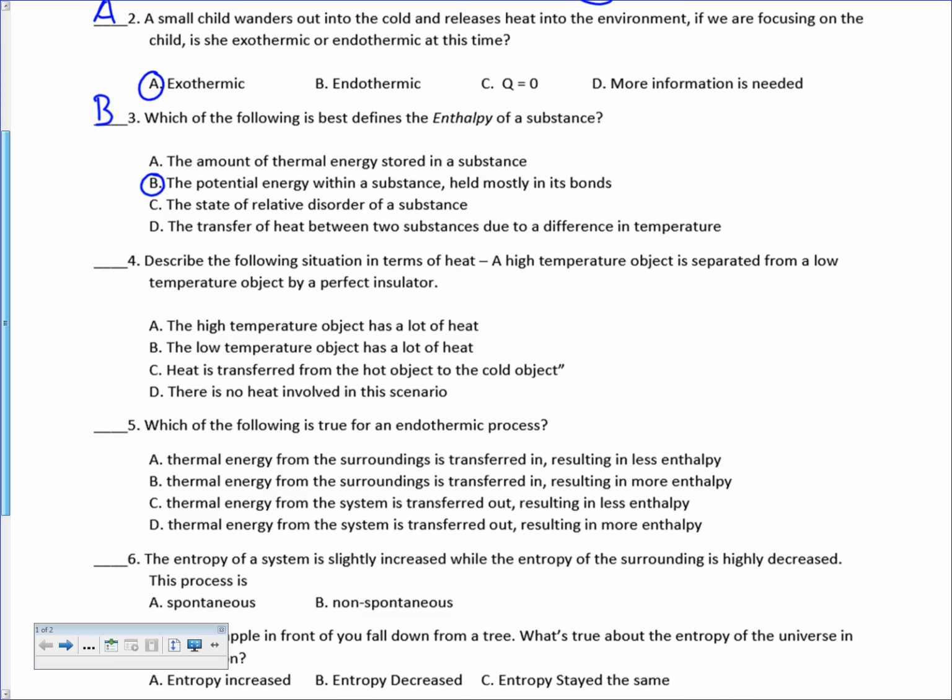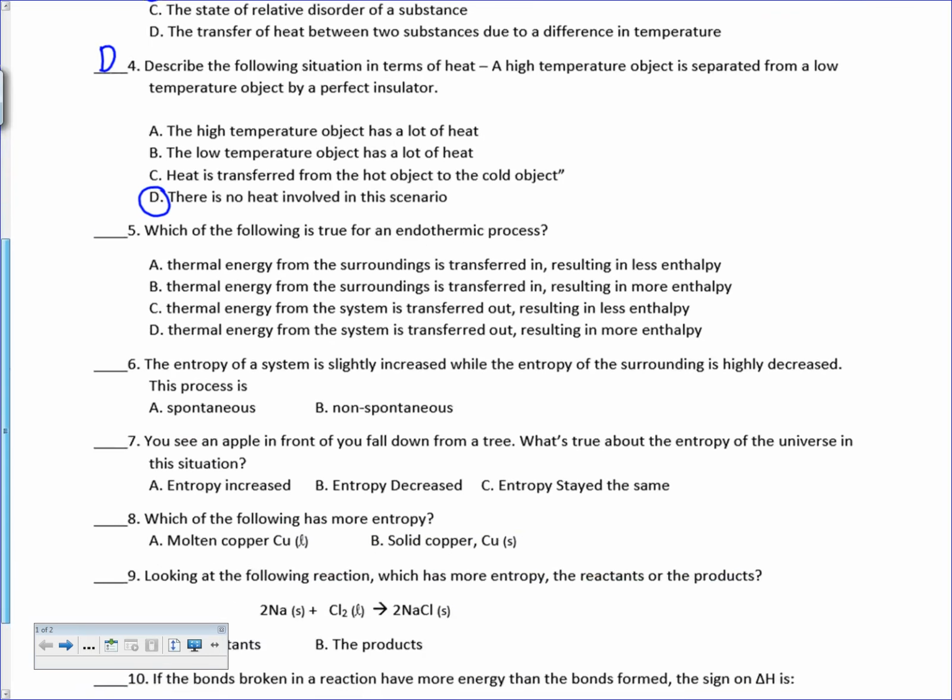So, number 4 here. Describe the following situation in terms of heat. A high temperature object is separated from a low temperature object by a perfect insulator. For this one, you have to know that heat is defined as the flow of thermal energy between a hot substance and a cold substance, or a substance of high temperature and a substance of low temperature. Because this is perfectly insulated, no heat is going to occur here. There's going to be no transfer of thermal energy. So D is the correct answer.